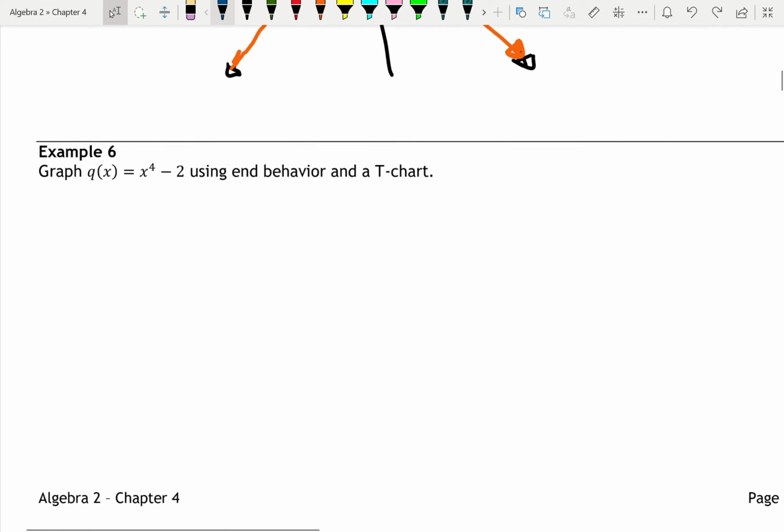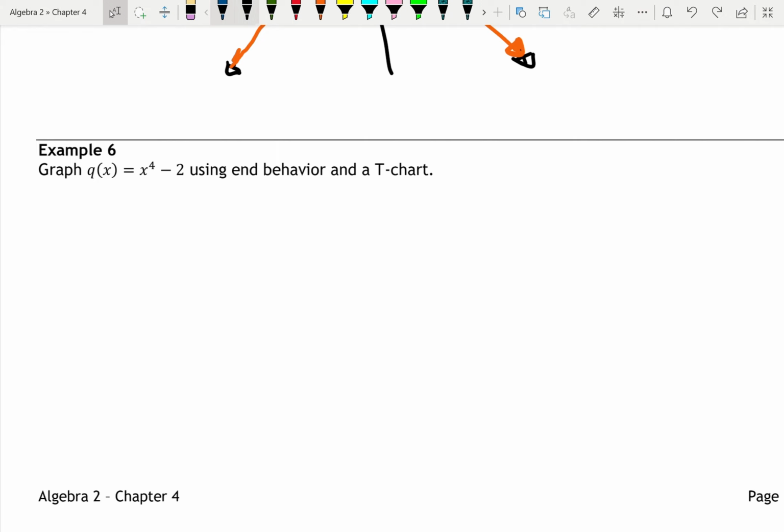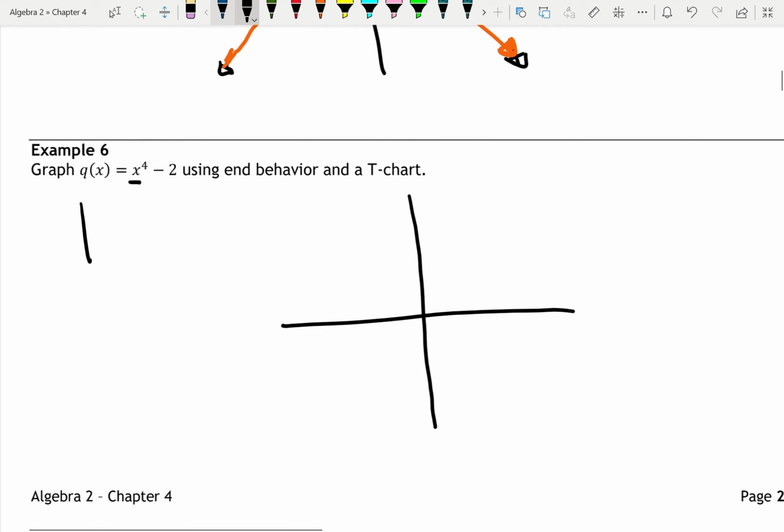Number 6, again, we're going to graph using end behavior and a T-chart. So we're going to draw a coordinate plane, and then let's think about our end behavior. I'm going to try not to write it all out here. Our leading term is just x squared. That's a positive coefficient and an even degree, so it's roughly going to look like the parent parabola, looking like that. So it's going to go up on the left and the right side.